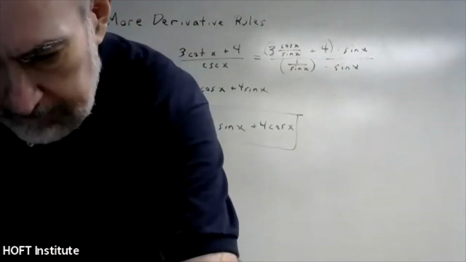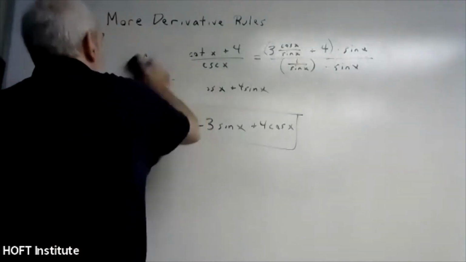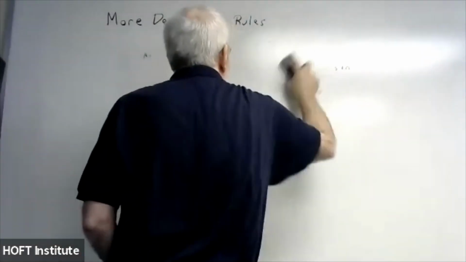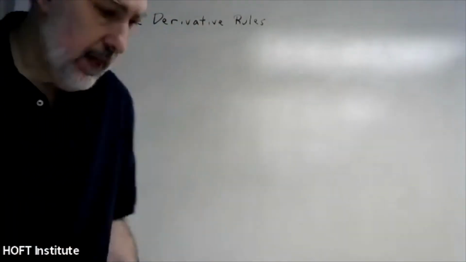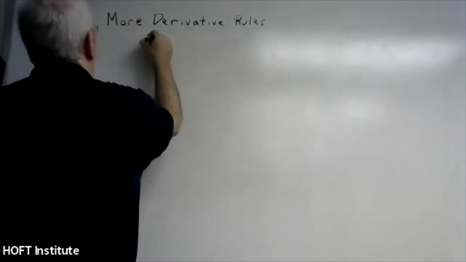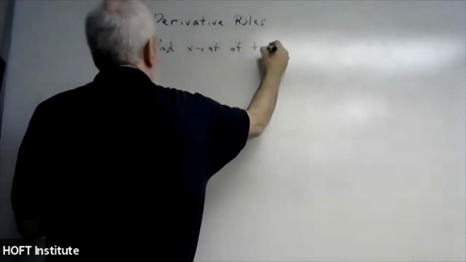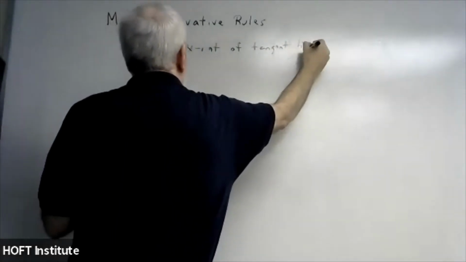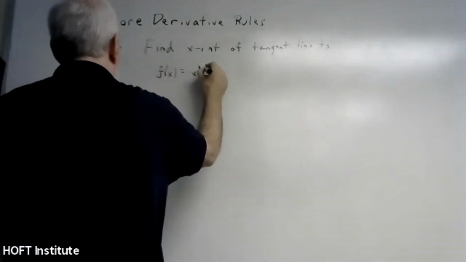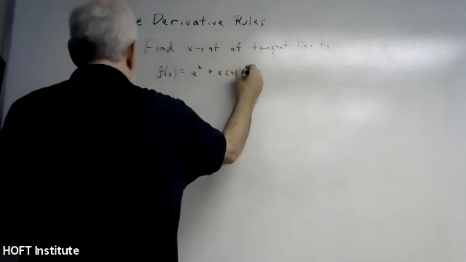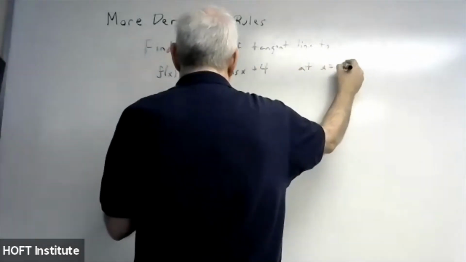Okay, I think I have one more problem, and it's going to be a little bit more advanced than these. Okay, let's say that we have a function and we want to find the x-intercept of the tangent line to the graph f of x equals x squared plus x times cosine of x plus 4 at x equals 0.